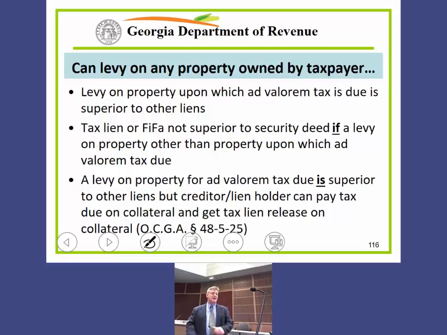So if a taxpayer doesn't pay the tax on his residence, but he's got a big tractor, and the bank has a lien on the tractor, the levying official would have to release the tractor from the tax FIFA if the bank that holds the interest in the tractor pays the ad valorem tax due on the tractor. Then that creditor or bank can prohibit the levying official from levying on the tractor to satisfy taxes due on the homestead. Okay?